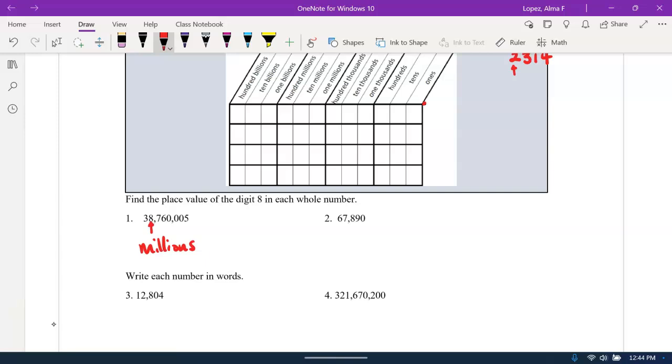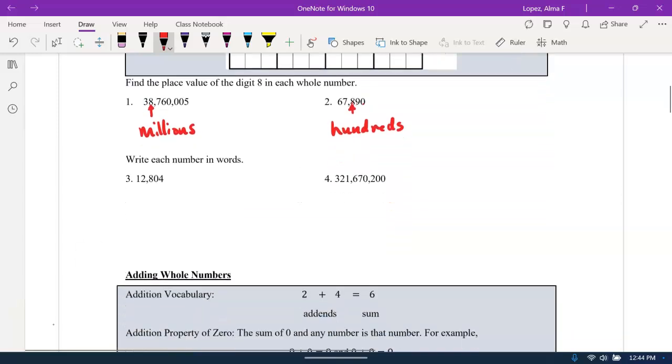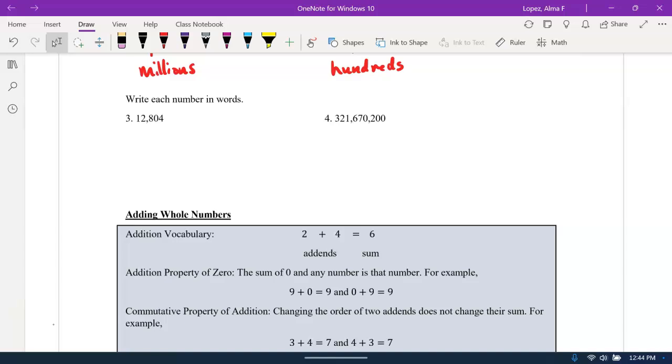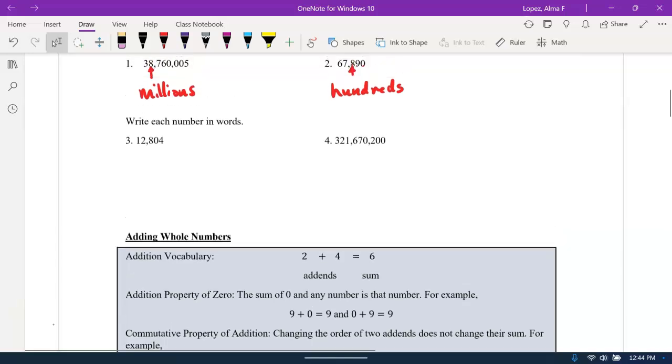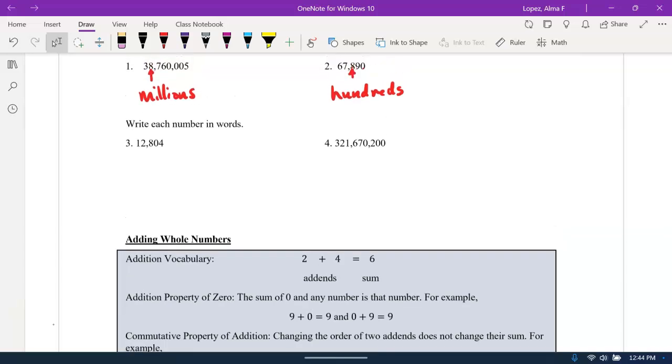This 8 is in the 1's, 10's, 100's. Why? Because it is in the third place value to the left. So that would be hundreds. Now, we have to use those words when we read numbers, which is equally important.